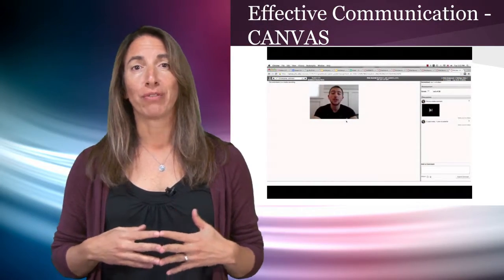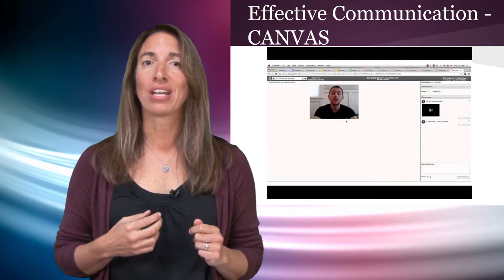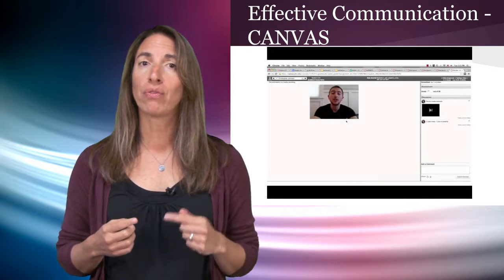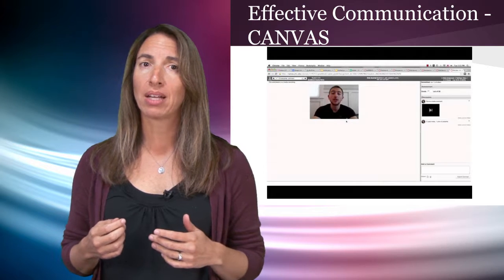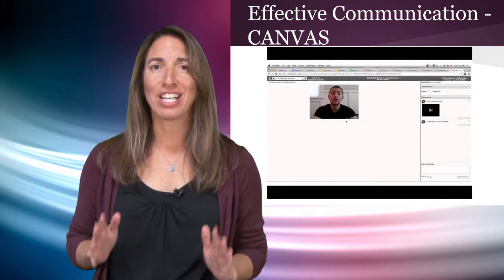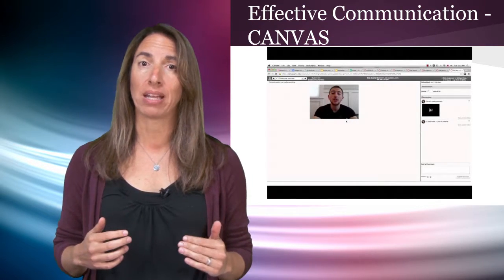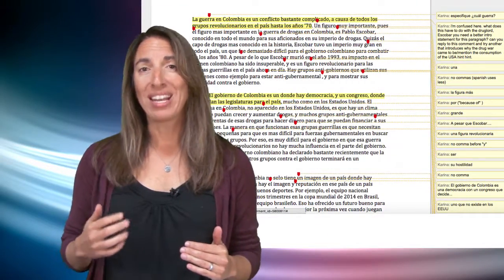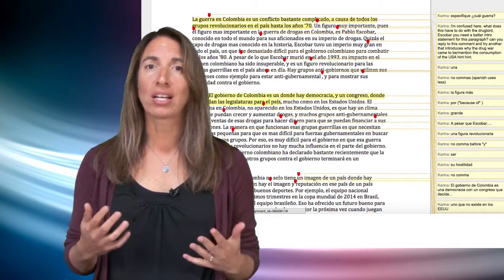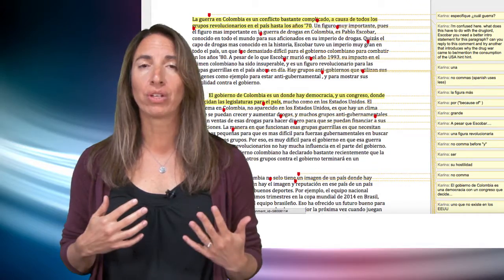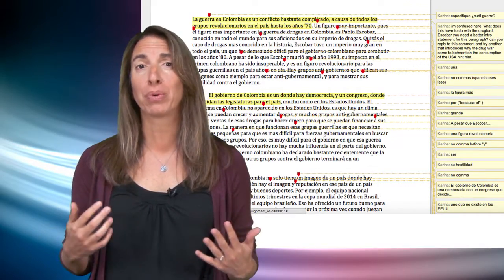Another way to create a virtual presence is to grade activities on Canvas using the microphone or video icon to leave your feedback. This can be a great way to ease any tension if the feedback happens to be negative. Instead of the red ink, the students get to hear you talk to them about how they can improve, instead of just seeing text or numbers on a rubric.